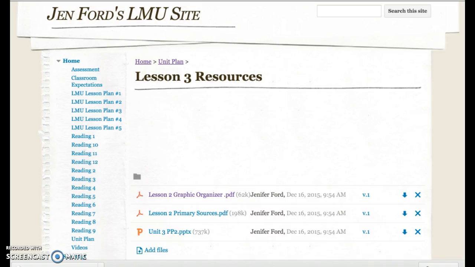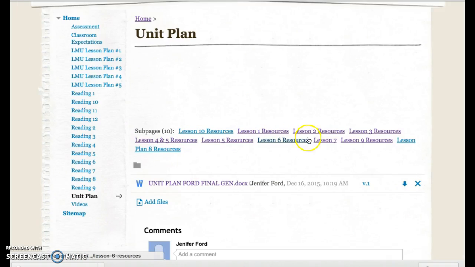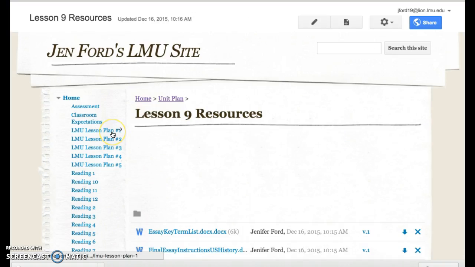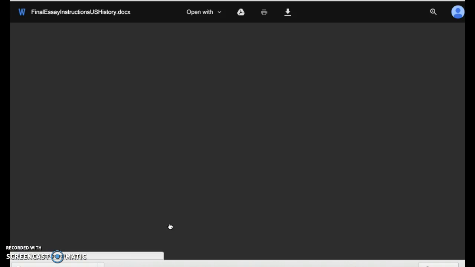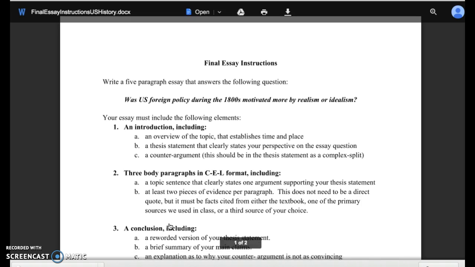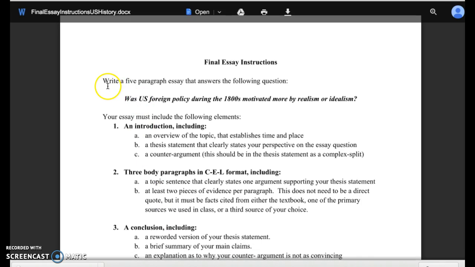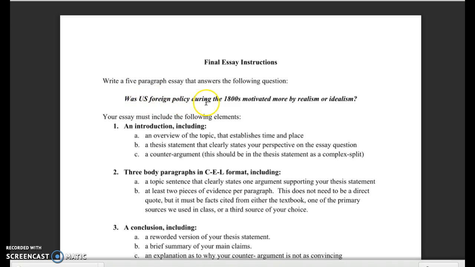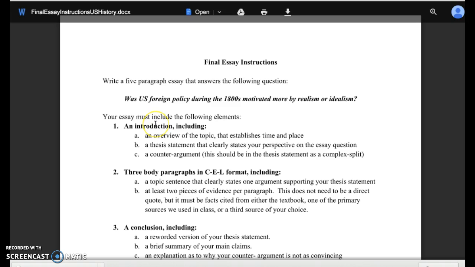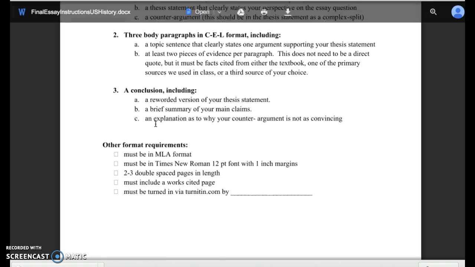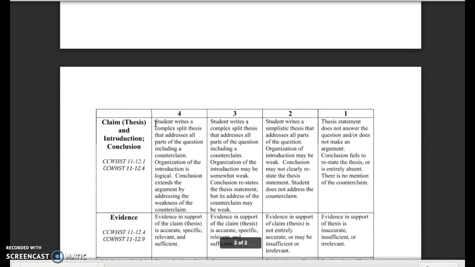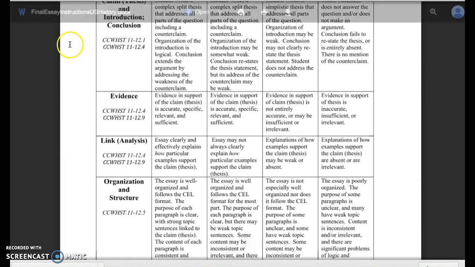Let's go to another lesson. Let's do lesson 9. This is the directions for the essay, and I wanted to show you this because this is something that I made specifically for this unit, and this is their final essay: was U.S. foreign policy motivated more by realism or idealism? I have very specific requirements for what I'm looking for, and I have a formatting requirement and a rubric that they can use for their essay.